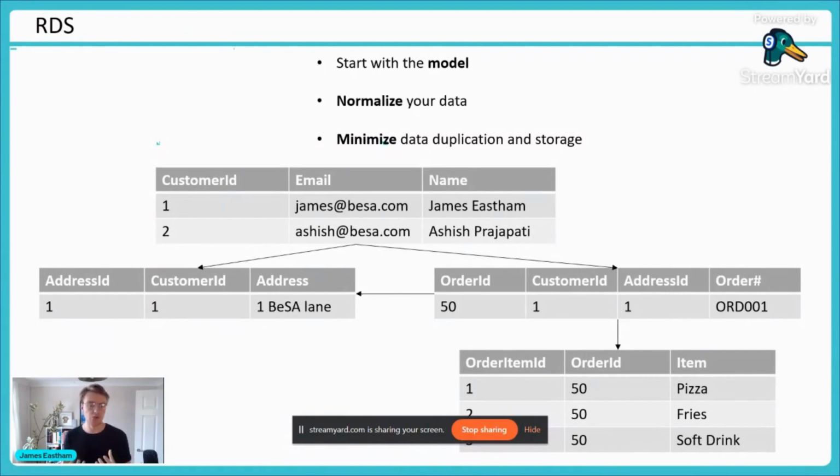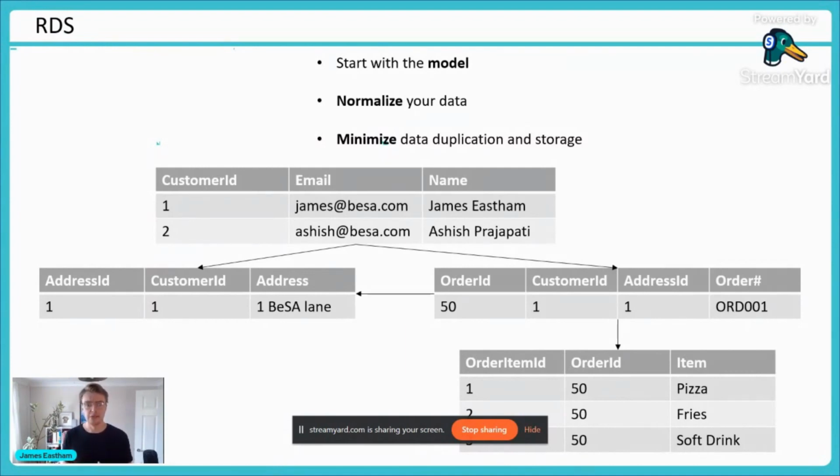Now, if you want to retrieve data from multiple tables at the same time, you can then do what's called a join, and you can join your tables together at the point of querying. So yeah, that's the most important thing to remember when you're modeling for relational databases: start with the model and normalize your data and minimize the amount of data duplication you've got. You only want to store each piece of data once.